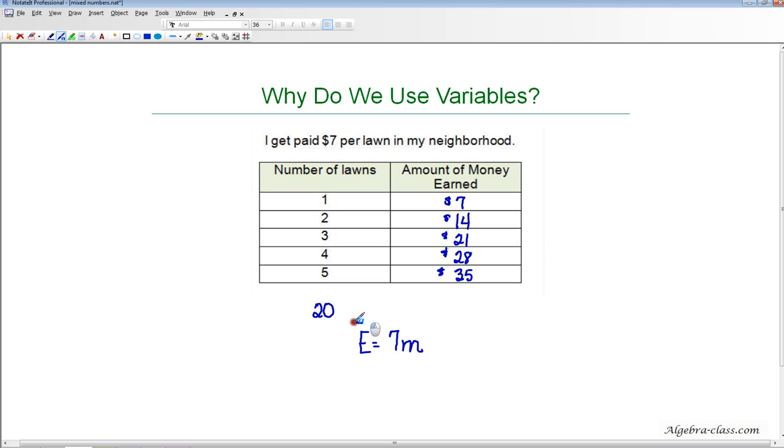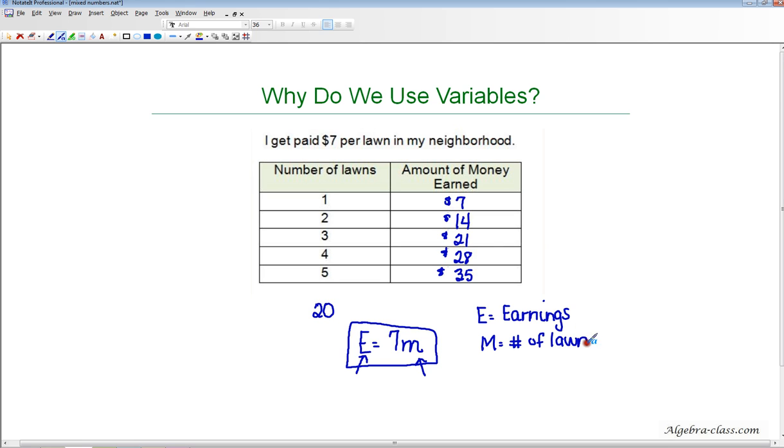Okay, so this is an algebraic expression. I've used variables. I've used the variable m and the variable e. And whenever you write an expression or an equation using variables, you want to tell exactly what those variables stand for. So in this case, the e is my total earnings, and the m is the number of lawns mowed.